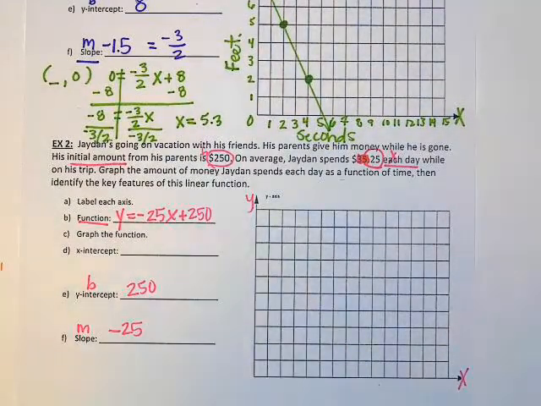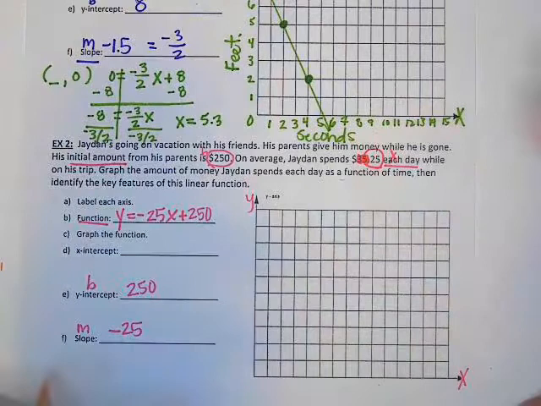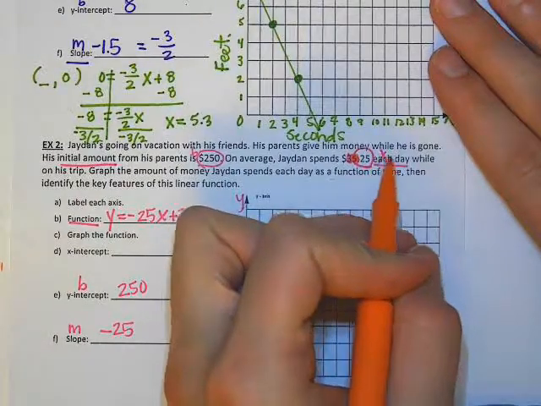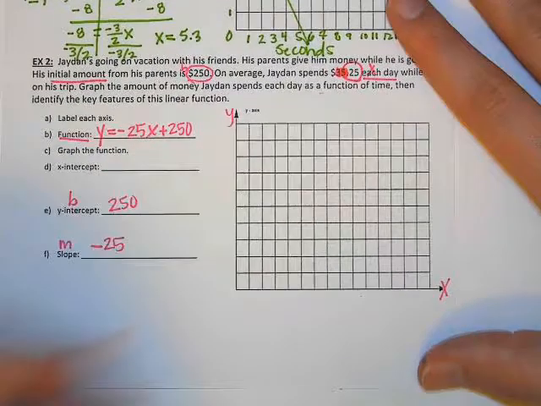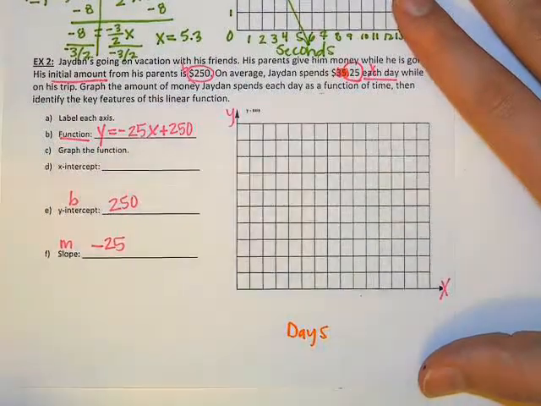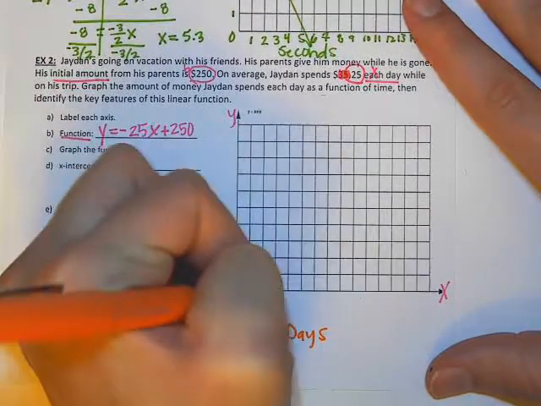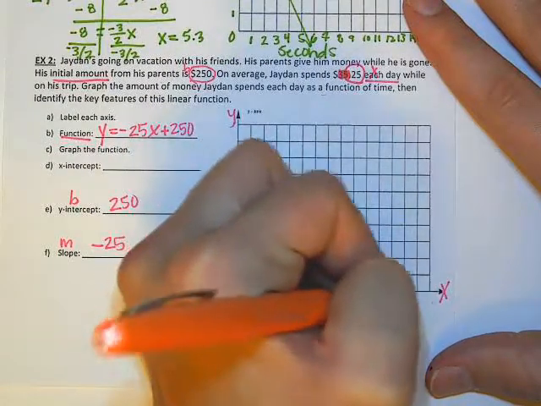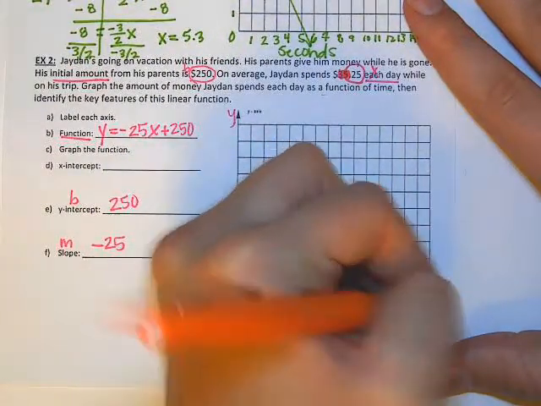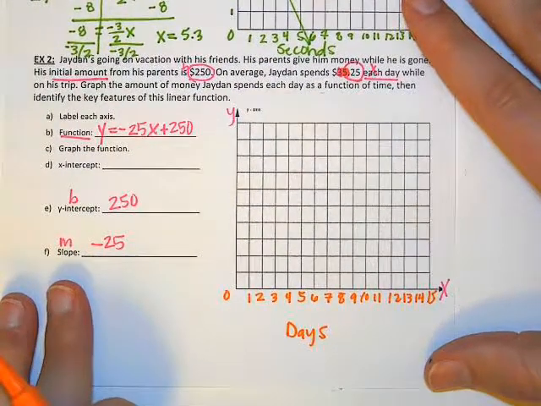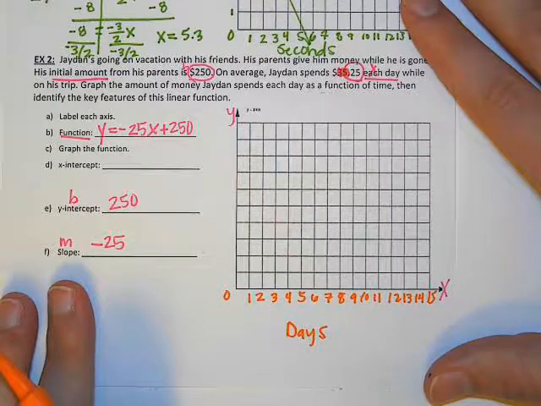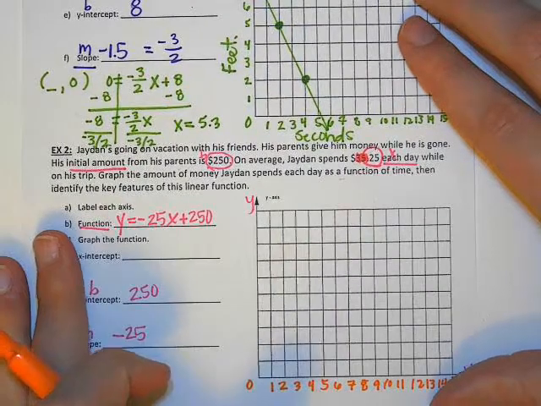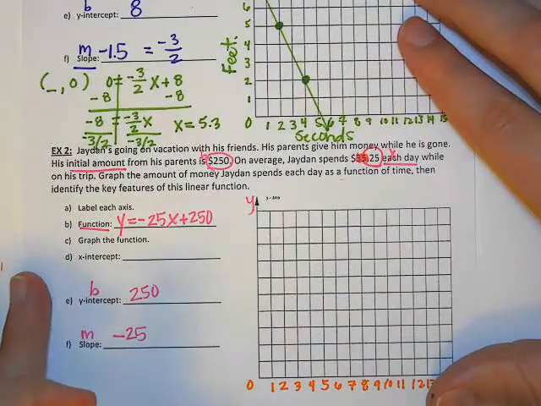Okay. What is the x talking about? X what? Each what? X is talking about days. So how should I count the days? By ones. 1, 2, 3, 4, 5, 6, 7, 8, 9, 10, 11, 12, 13, 14, 15. Make sure you're doing it with me. Okay, what's the Y talking about? Money. Total money.